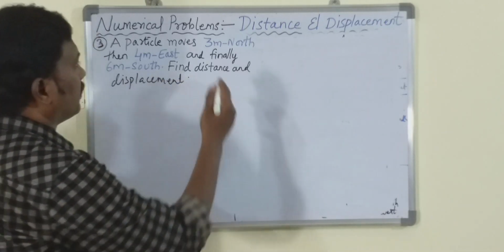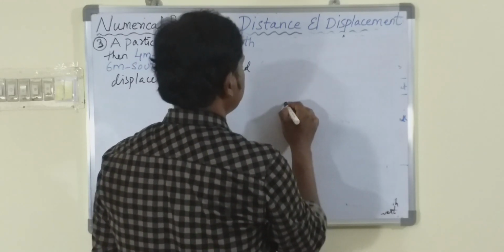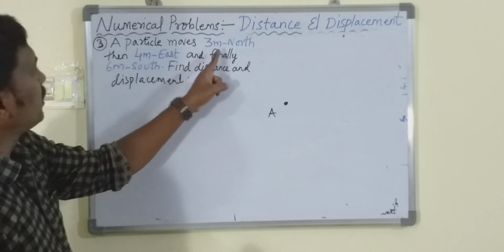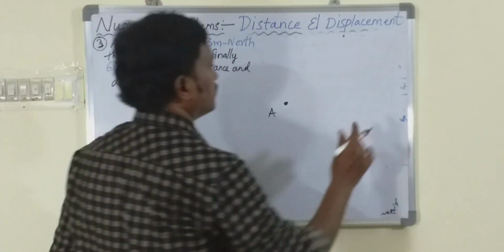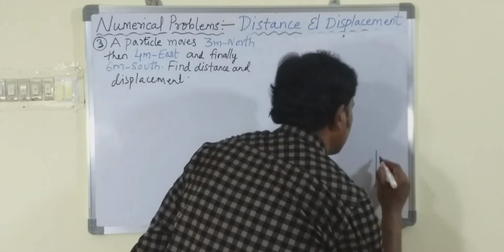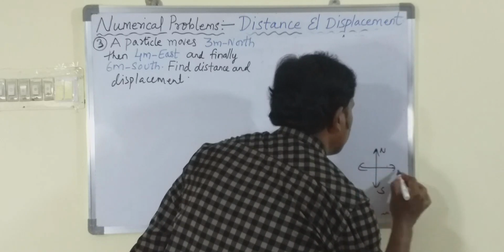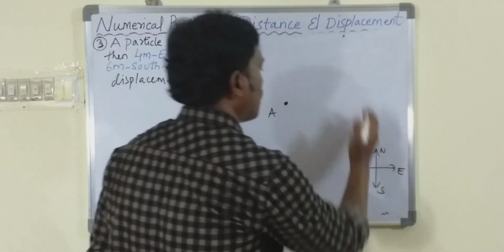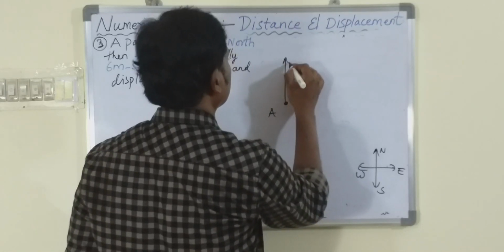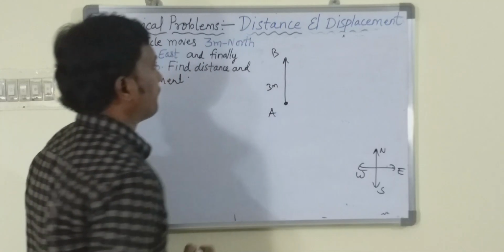Okay. Let us say the body is here. This is the initial position. Let me say this is A. The particle moves 3 meters north. Okay. So we know the directions. North, south, east and west. So it's going 3 meters north. I call this B.